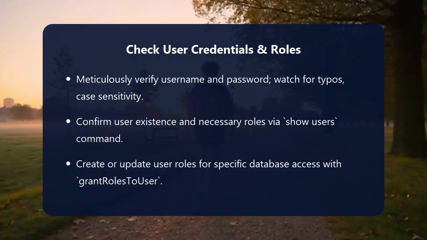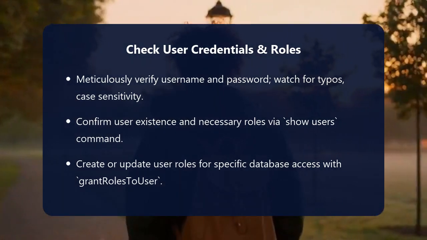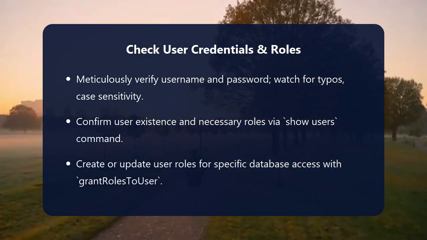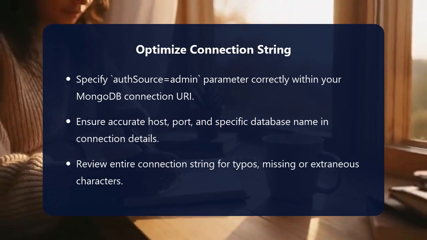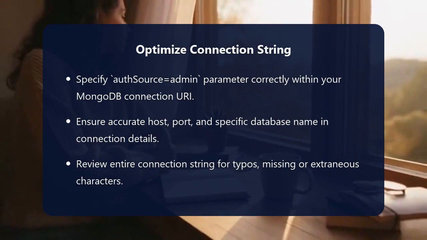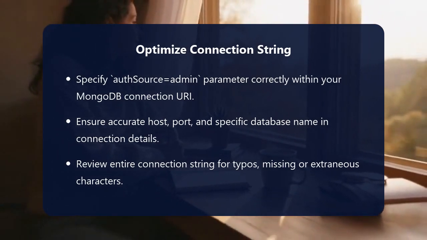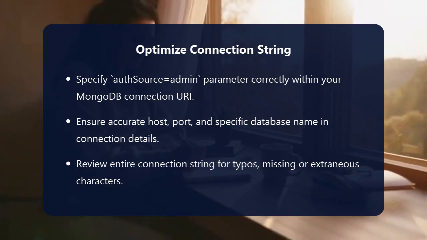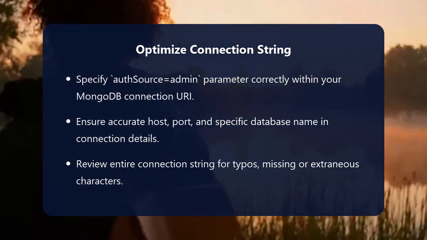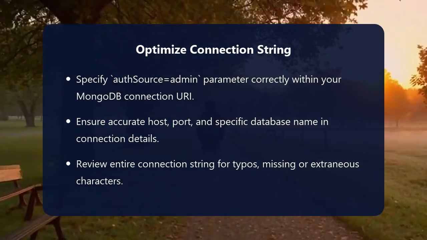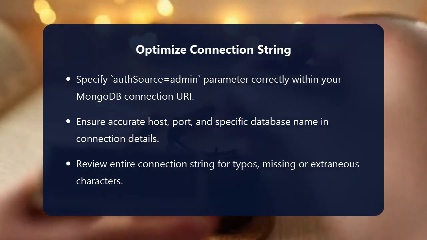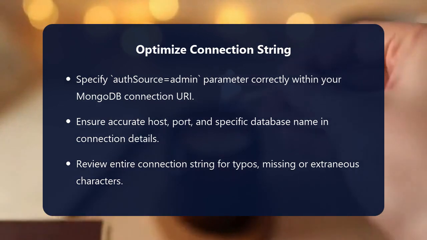If credentials aren't the issue, the next critical step is to confirm that the user actually exists and has the necessary roles assigned within the MongoDB instance. You might need to connect to MongoDB as an administrative user or, in a development environment where you're completely locked out, temporarily disable authentication in your mongod.conf file by commenting out or removing security.authorization: enabled and restarting the mongod service. Warning: never do this in a production environment without extreme caution and immediate re-enablement.